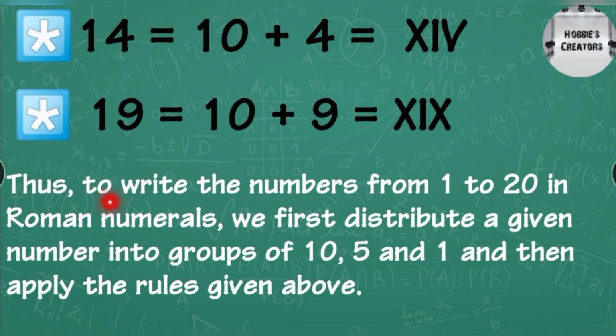Okay, so now listen here now. Thus, to write the numbers from 1 to 20 in Roman numerals, we first distribute a given number into groups of 10, 5 and 1, and then apply the rules given above. So, while writing the numbers from 1 to 20 in Roman numerals, what you have to do first? You have to split the number. You have to expand the number into groups of 10, 5 and 1. Okay, and then you have to apply the rules. Okay, I hope you are clear with this now.